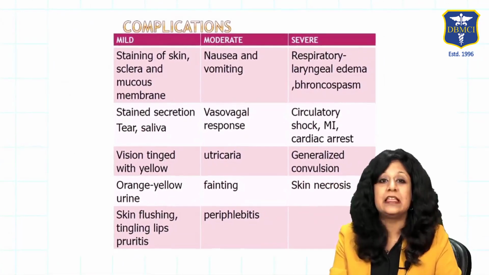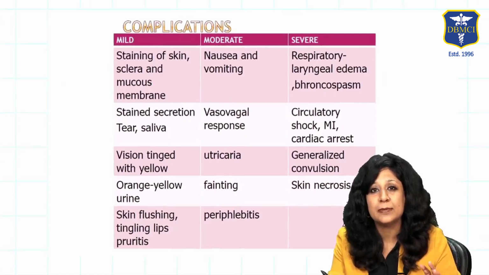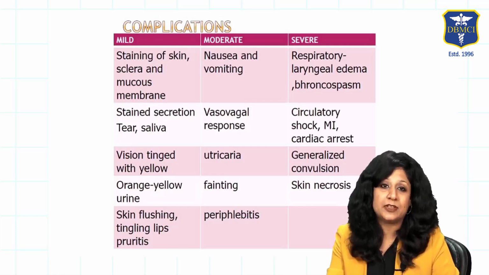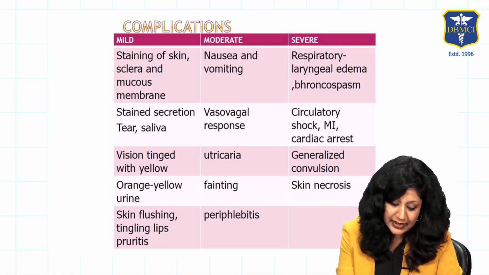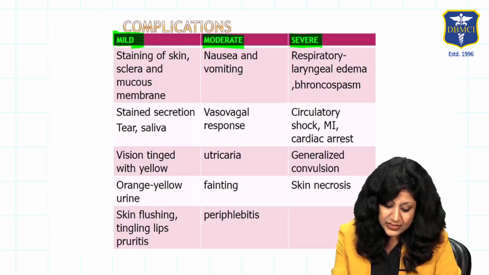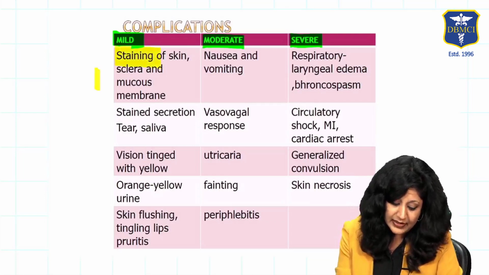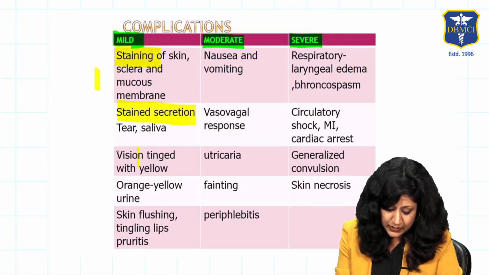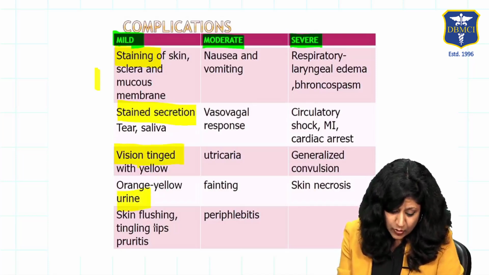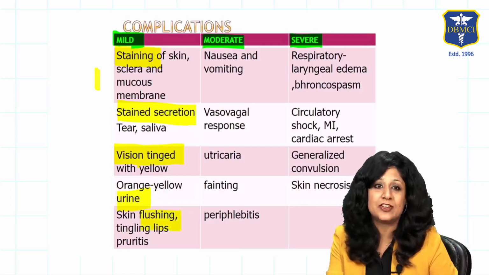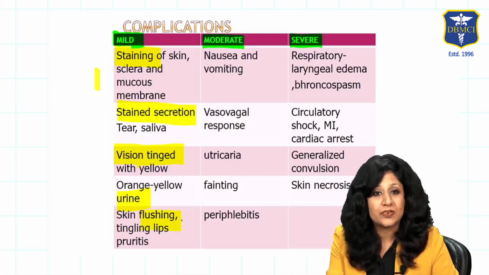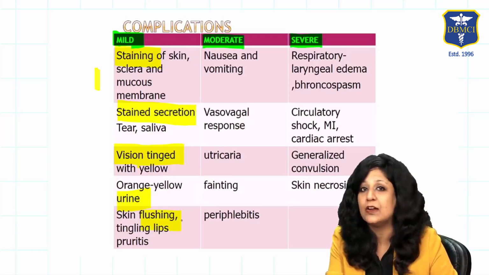Now, if you are doing it, there can be a lot of complications, and the complications of any procedure should be known well to you before doing that procedure, so that you are all prepared to deal with the emergency. These can be divided into three categories: mild, moderate and severe. In the mild, it can be just the staining, or stained secretions, or vision tinged with yellow, the yellow vision, right? Or yellow urine or flushing. So basically, these are the color changes, the discolorations. It can be staining of the skin, sclera, mucous membrane, secretions, yellow vision or staining of the urine, all these kinds of things.